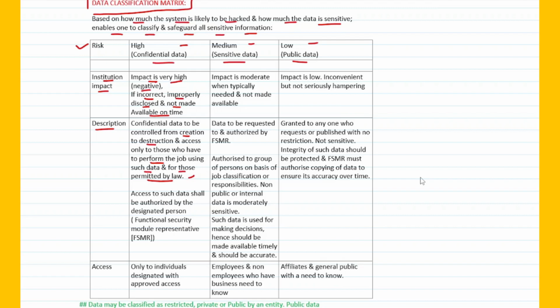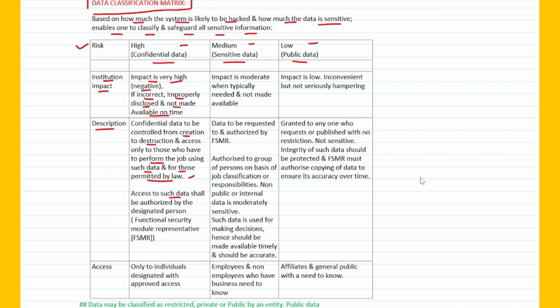Permitted by law simply means if any organization that's a watchdog, for example SEBI or RBI or the income tax department asks for the data, then that is to be given to them. Or if it is only meant for management decision, it is very important from the company's perspective, so that the data is not leaked and competitors may not use it. In that case also confidential data is very, very important. So the access can only be to the people who have to perform the job using that data, or for the people who have access by law, right?